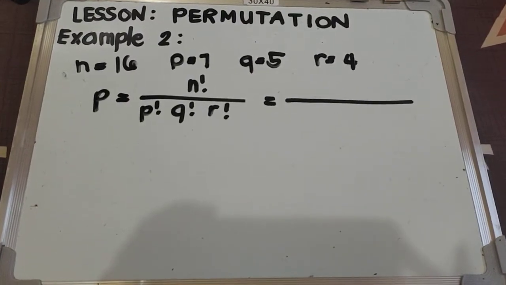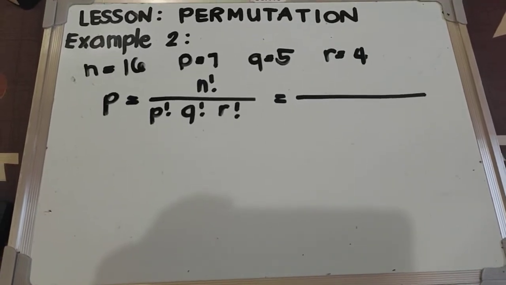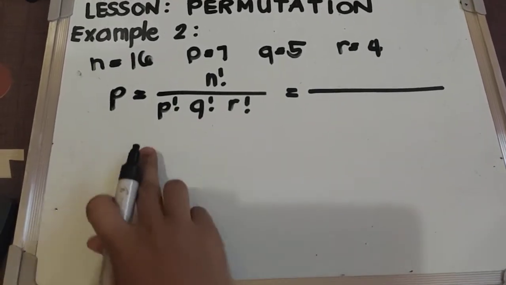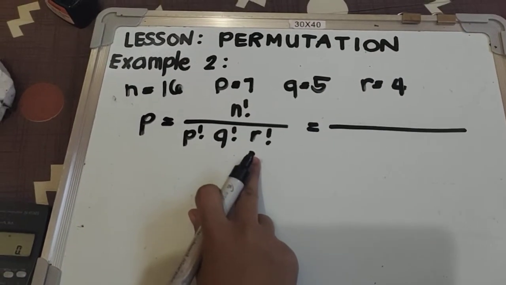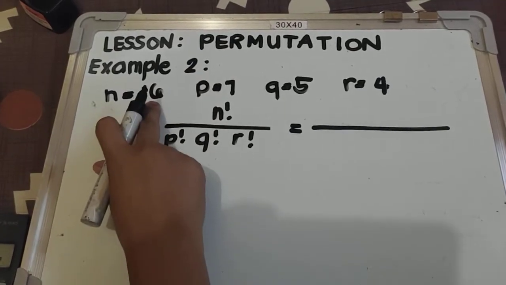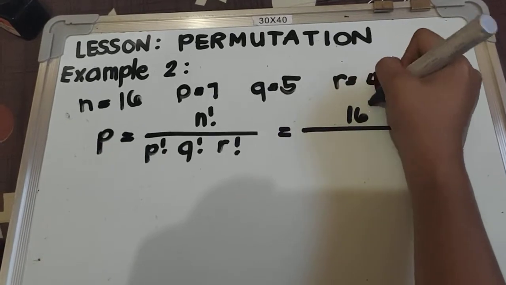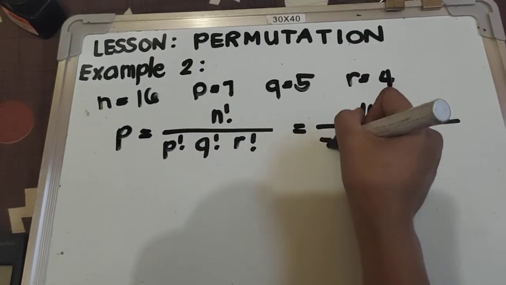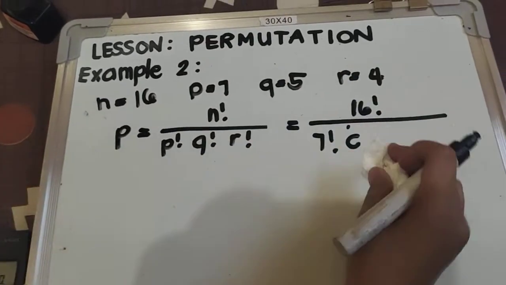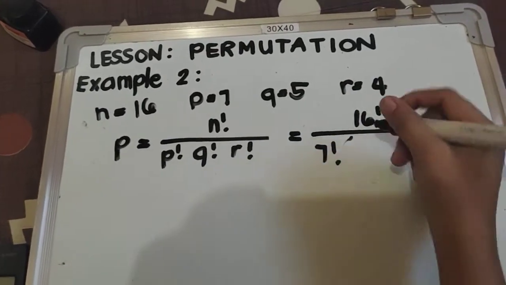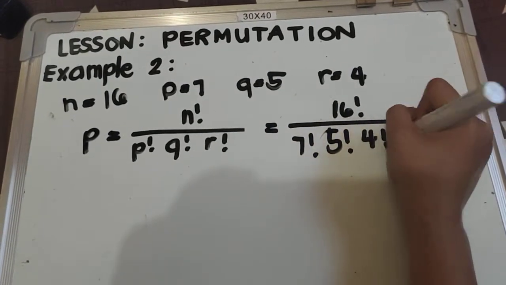Now, let us apply this to the formula. So, permutation of n objects is equal to n factorial over p factorial, q factorial, r factorial. We will apply the given in the formula. Therefore, n factorial is equal to 16 factorial. Your p is 7 factorial. Q is 5 factorial. And your r is 4 factorial.